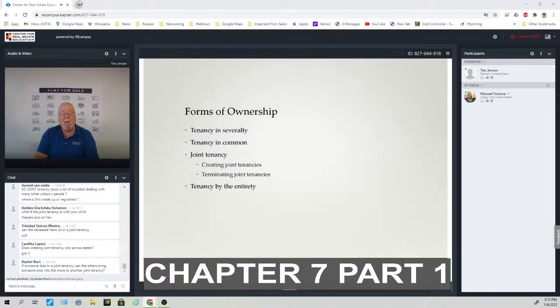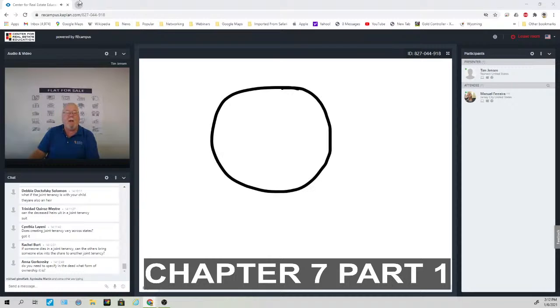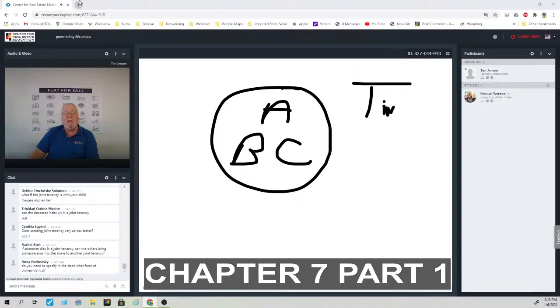One more time. A, B, and C buy property. If the ownership interests are not specified in the deed of conveyance, then they are automatically defaulted to tenancy in common. Whether they intended to take joint tenancy or not, if they didn't specify, it's automatically defaulted to a tenancy in common. And that means if B dies, B's heirs get his share. No right of survivorship.